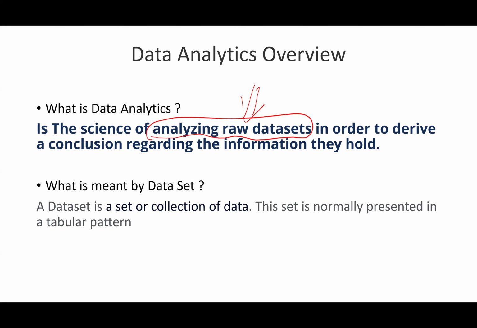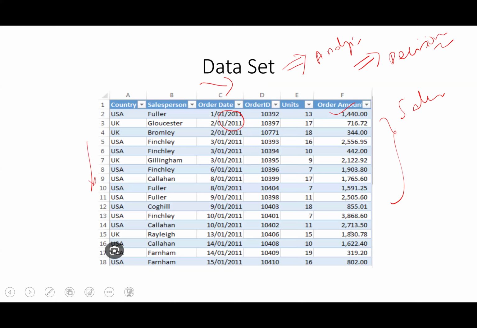So as we discussed, data analytics is nothing but the science of analyzing raw data. Okay, so what is this raw data? Raw data is nothing but a collection of meaningful data. The process of analyzing the data set is nothing but data analysis. So basically, the basic work of a data scientist is analyzing the data.